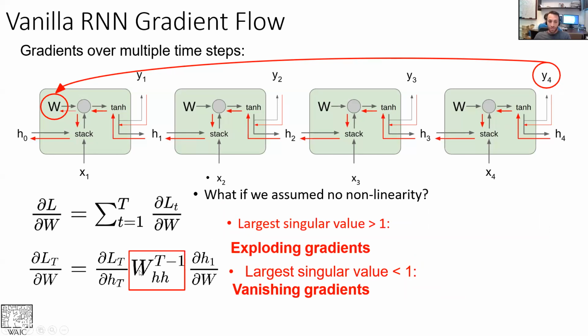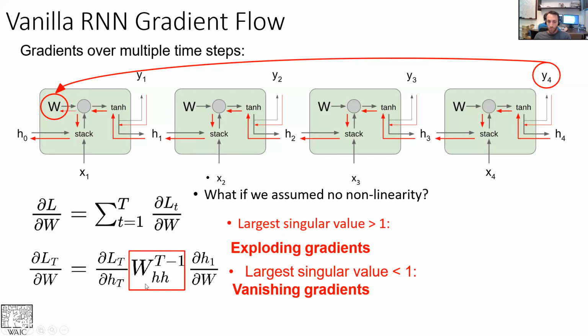Let's think about first if this was a scalar. If this was a scalar, and the scalar was bigger than 1, we would raise it to a big T, and we'd get a very big value going to infinity. And if the scalar was less than 1 and we raise it to big T, we would get 0. So in the matrix case, if we have a largest singular value that is higher than 1, when we raise W to the power of T minus 1, we will get exploding gradients.